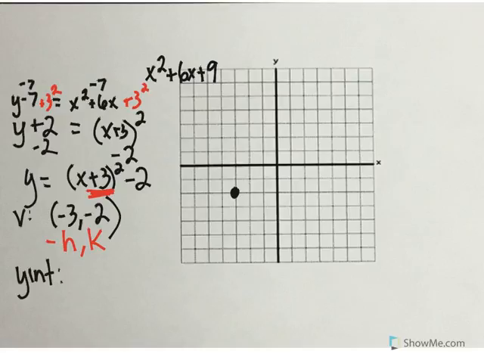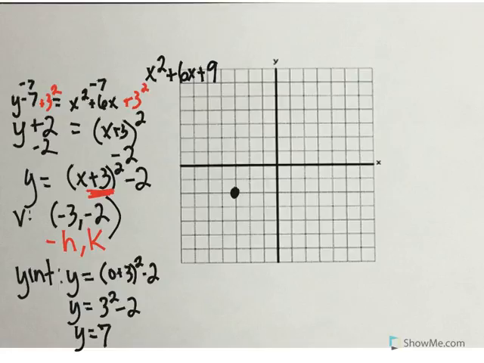Y-intercept means plug in 0 for x. Plug in 0 for x. Y equals 0 plus 3 squared minus 2. Y equals 3 squared minus 2. Y equals 9 minus 2. Am I going too fast right now? No, you're perfect. Oh, okay. Because no one was talking, I got scared.